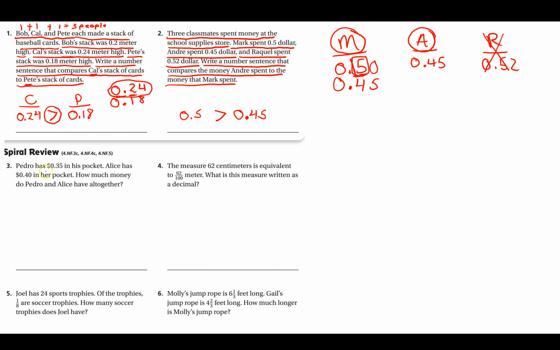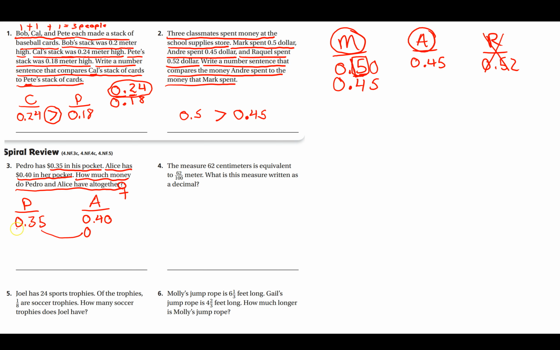All right, number 3. Pedro has 35 cents in his pocket, or 35 hundredths. Alice has 40 cents in her pocket. How much money do Pedro and Alice have all together? So again, Pedro, 35 cents. Alice, 40 cents. And all together tells me I need to add these two numbers. So again, I want to line them up. So I'm going to put Pedro's amount right below Alice's amount. I'm going to move it right down here.